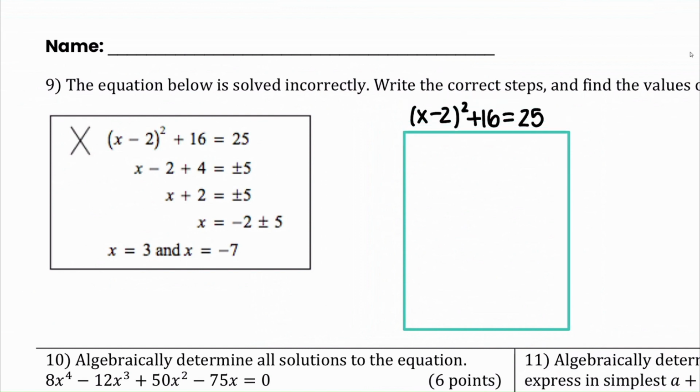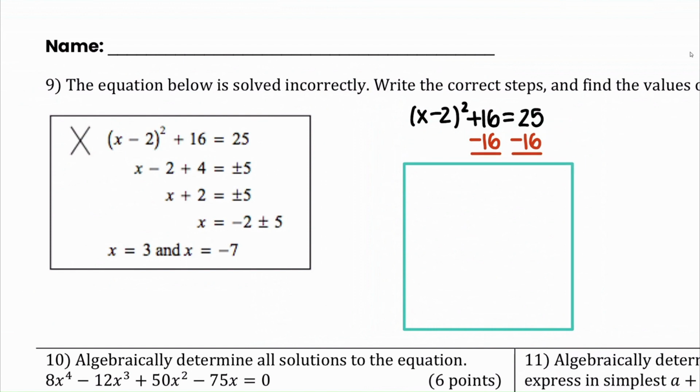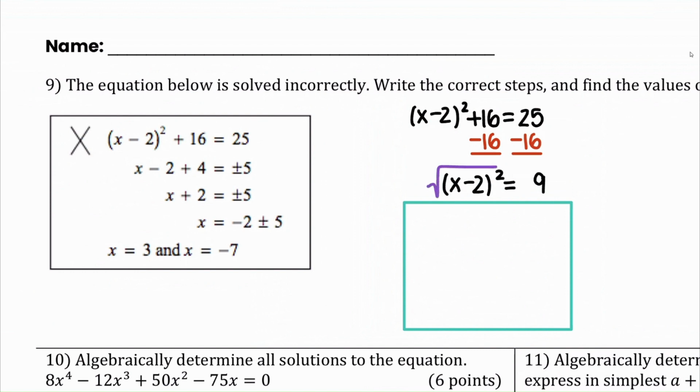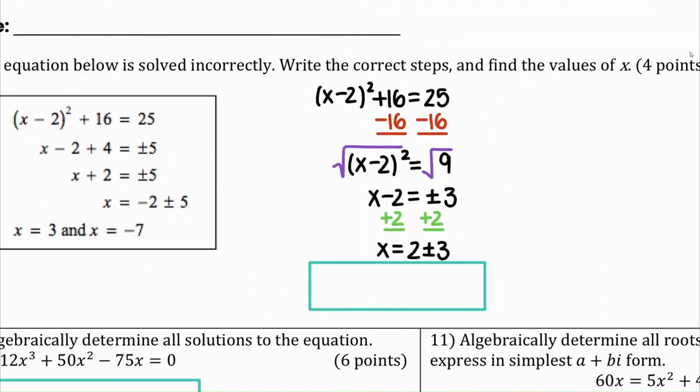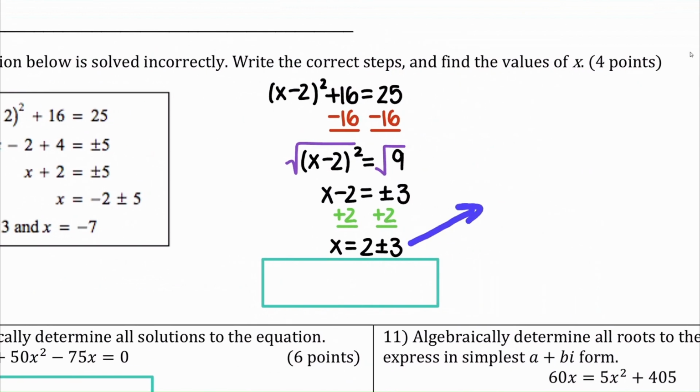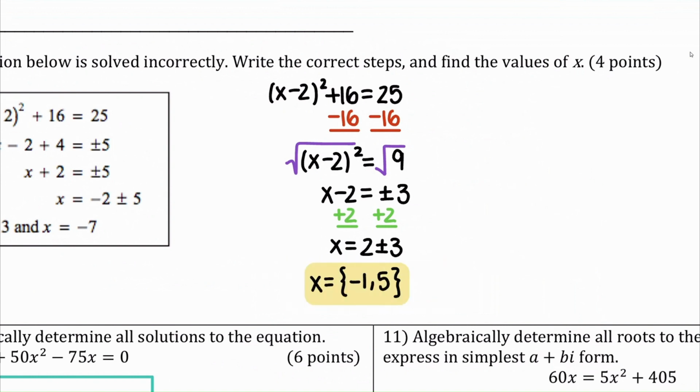We're going to take 16 and subtract it on both sides, giving us x minus 2 squared is equal to positive 9. Then taking the square root of both sides gives us x minus 2 equals plus or minus 3, because we're changing a quadratic equation into a linear one. Then solving for x, we just add 2 on both sides, giving us x equals 2 plus or minus 3. We have to remember that this translates into two different things, 2 plus 3 and 2 minus 3. Doing both of those operations gives us our final answers of negative 1 and positive 5. And that's it.